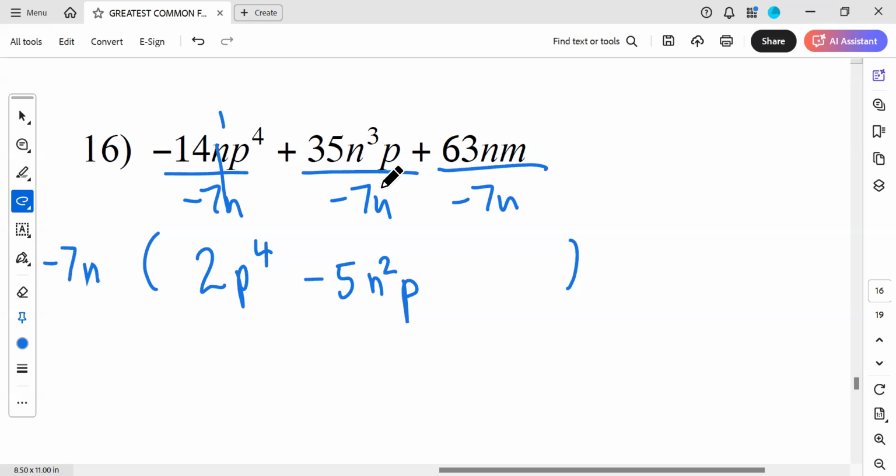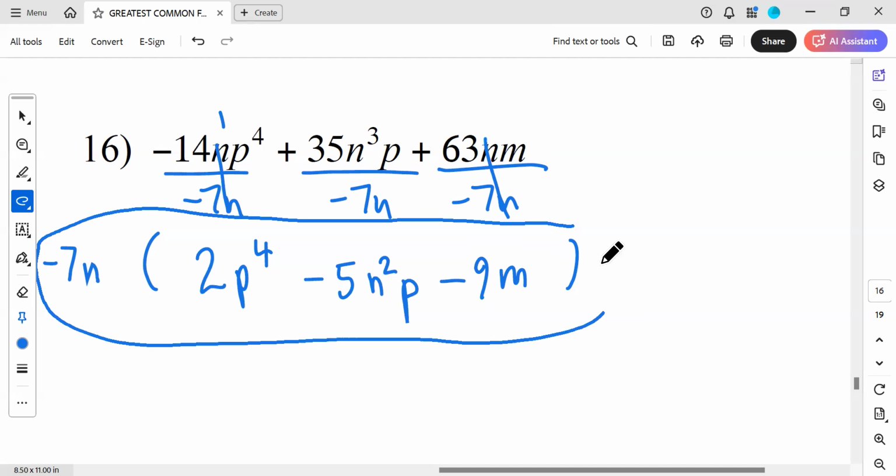It cancels if it has the same exponent, but if they have different exponents, you have to do top minus bottom. Is that clear? Then over here, we're going to have minus 9. What about this n? Am I going to subtract or is it going to cancel? And what are we left with? Just n. That's it, y'all.